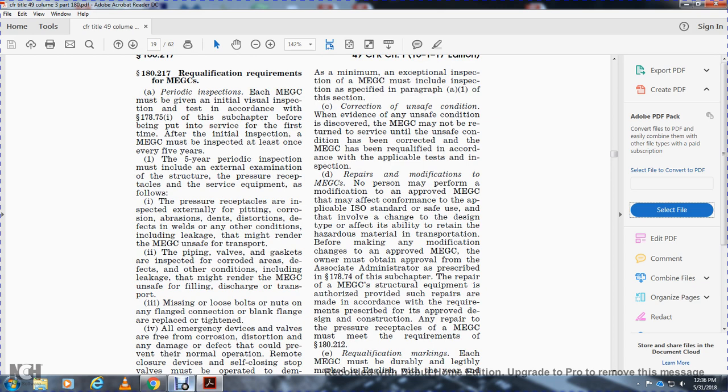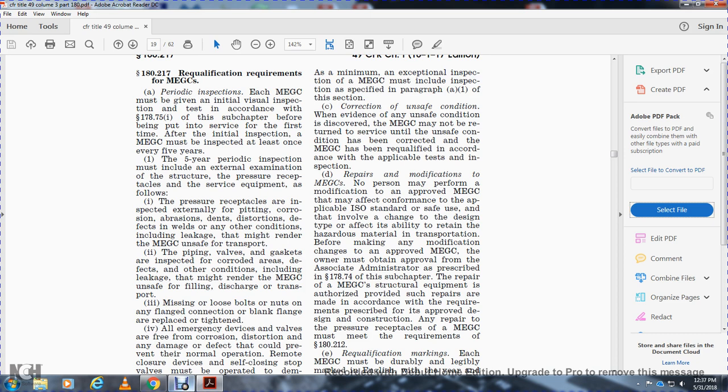If evidence of unsafe conditions is found, the MEGC may not be returned to service until the unsafe condition has been corrected and the MEGC has been requalified in accordance with the applicable testing and inspection. Repairs and modifications of the MEGC: no person may perform a modification to an approved MEGC unless it conforms with the applicable ISO standard, whether or not it involves a change to the design type or affects the ability to retain hazardous material in transportation. Before making a modification to an approved MEGC, the owner must be approved by the associate administrator as prescribed in section 178.274.